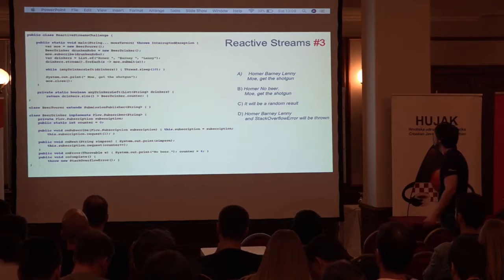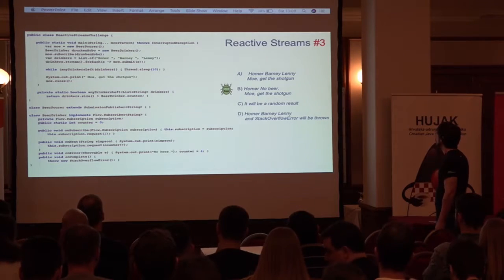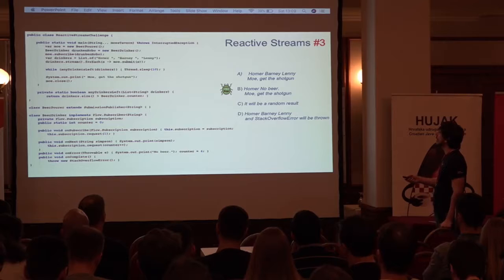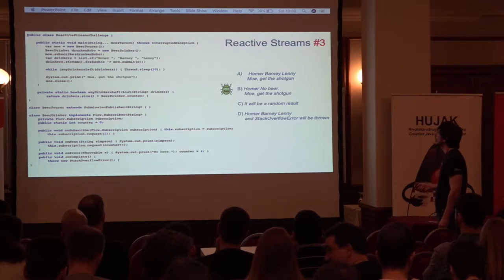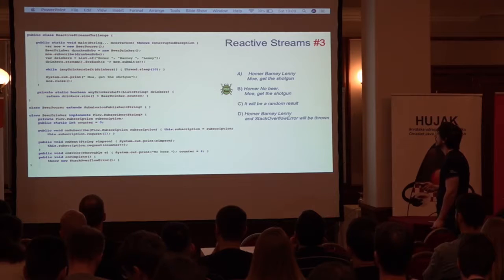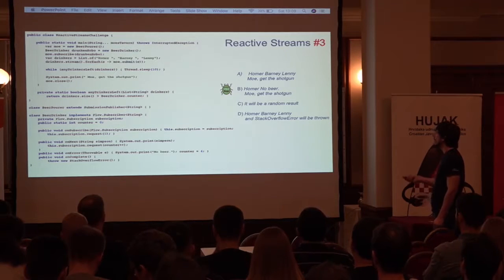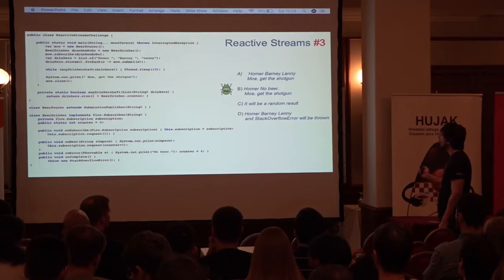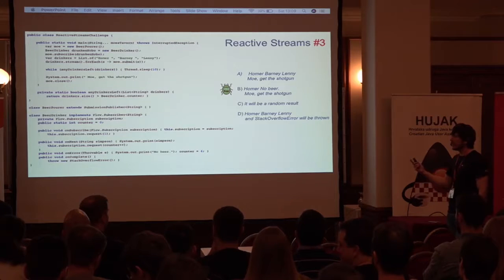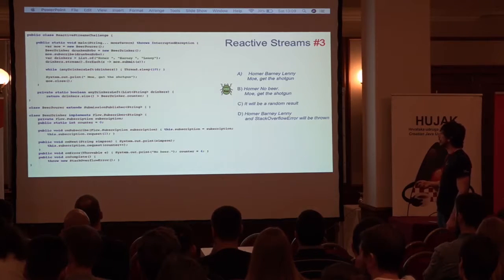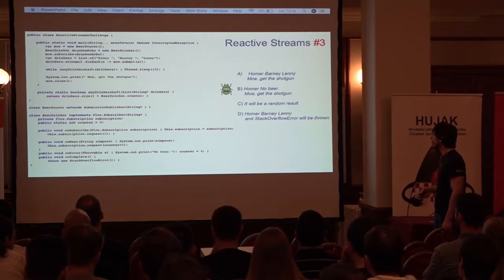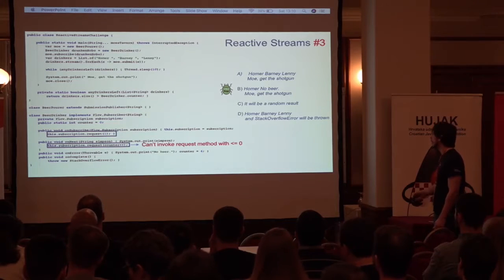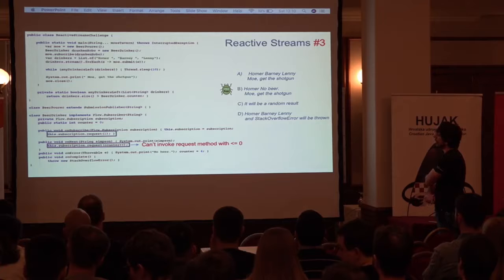Okay, that's the answer then. So it's B. So why is it B? In the second statement, we instantiate the beer drinker class. And then we subscribe a drunken hobo to Mo. And then we are going to iterate each one of them, and then we're going to execute the logic. And so the trick here is that we can't invoke the request method with zero or less than that.